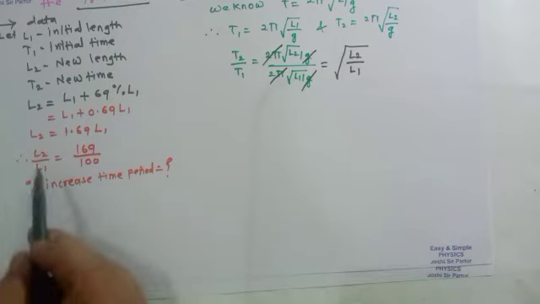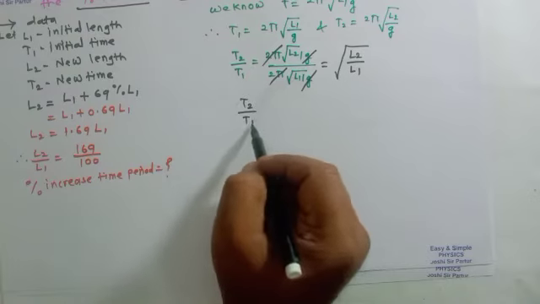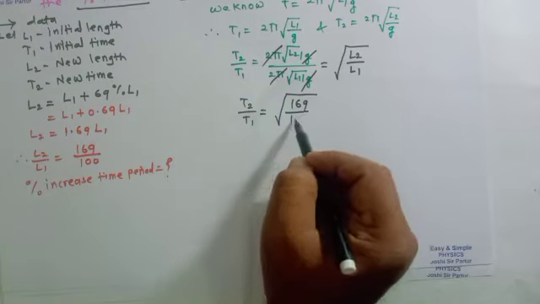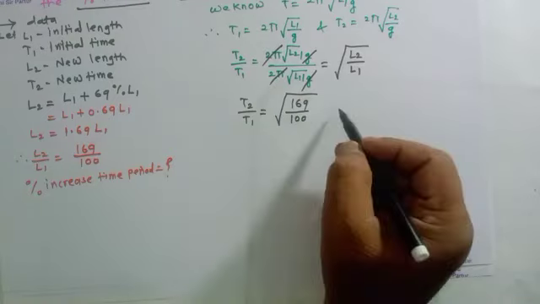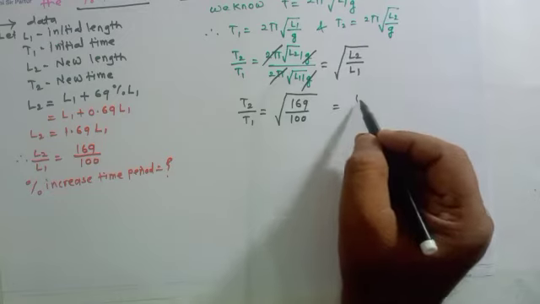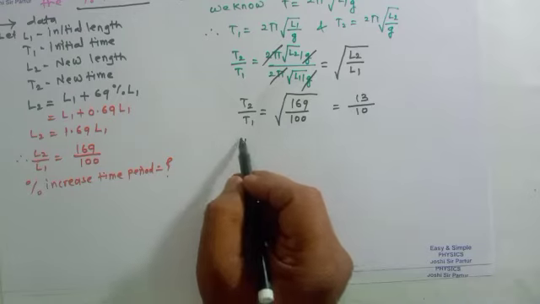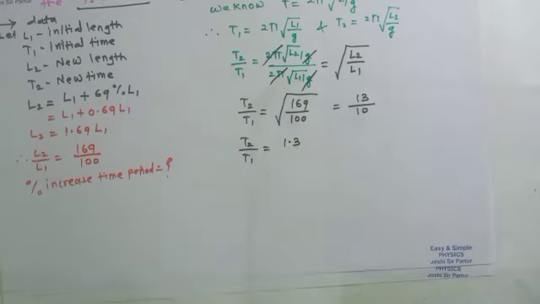We know that L2 upon L1 is 169 upon 100, so by substituting the value, T2 upon T1 will be square root of 169 upon 100. Square root of 169 will be 13, and square root of 100 will be 10. So T2 upon T1 will be 1.3.